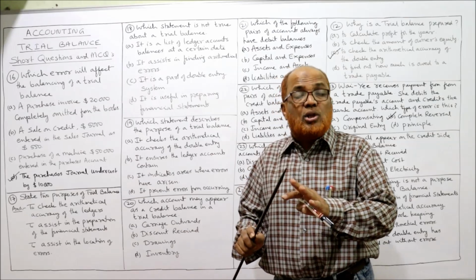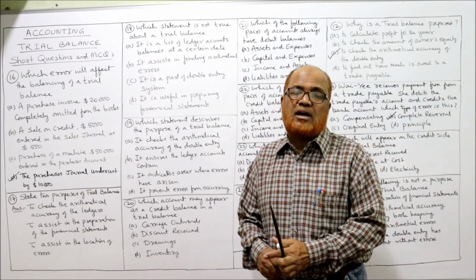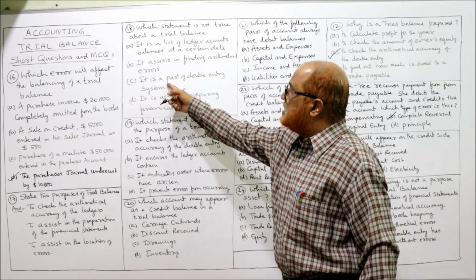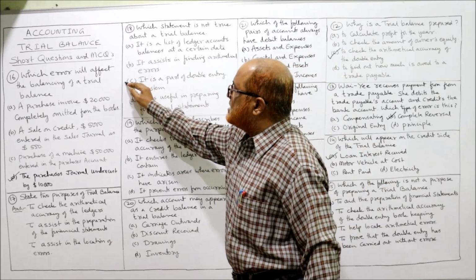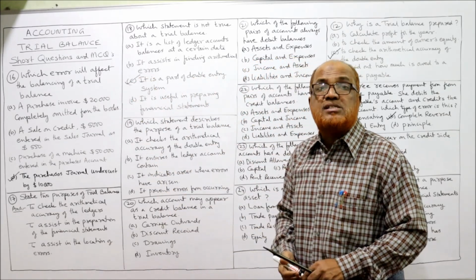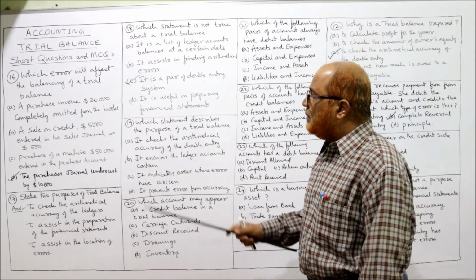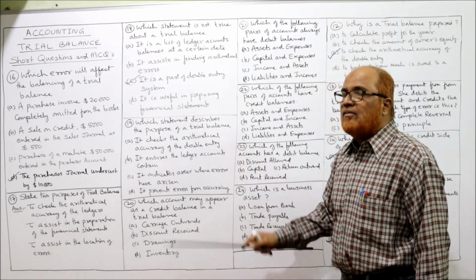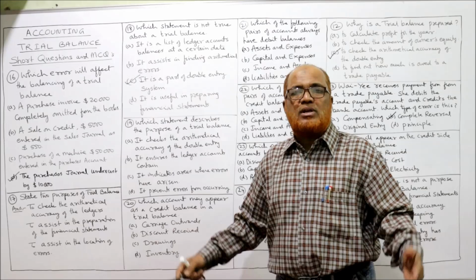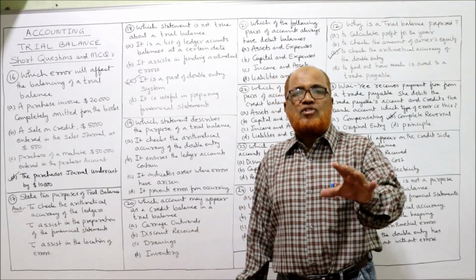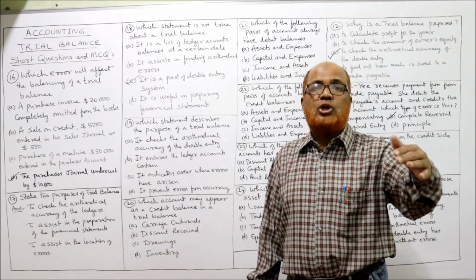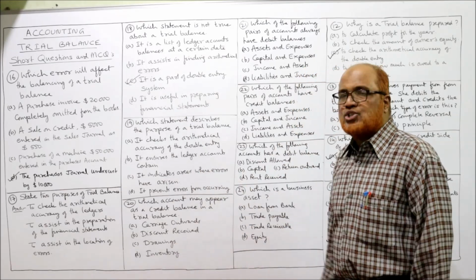So trial balance is not a part of the double entry system. So it's a part of double entry system. This is not true. C bit is not true. D bit, it is useful in preparing financial statements. Absolutely right. This trial balance will be helpful, useful in preparing financial statements.